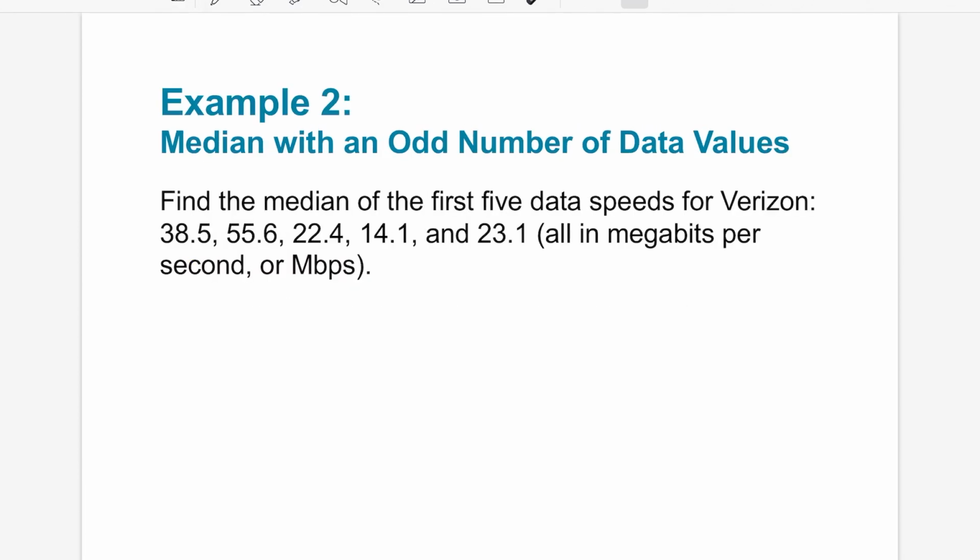Example 2. They asked me to find the median for this data. So the first thing I'm going to do is rearrange the data so that they are from the smallest to the greatest. And the median is the number right in the middle. So my median for this problem is 23.1.